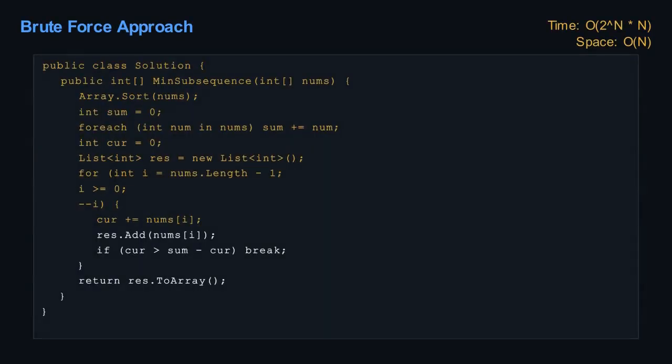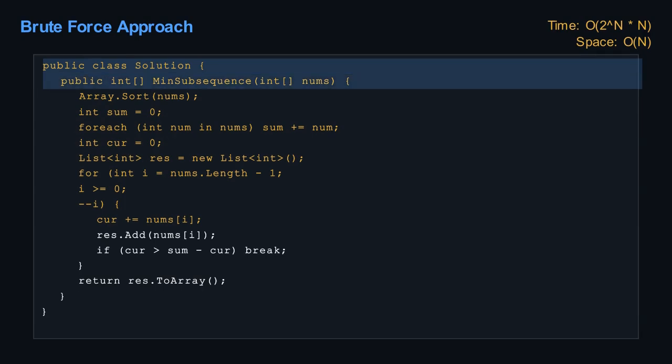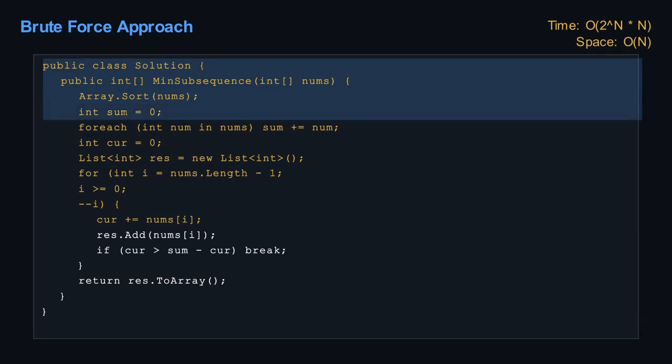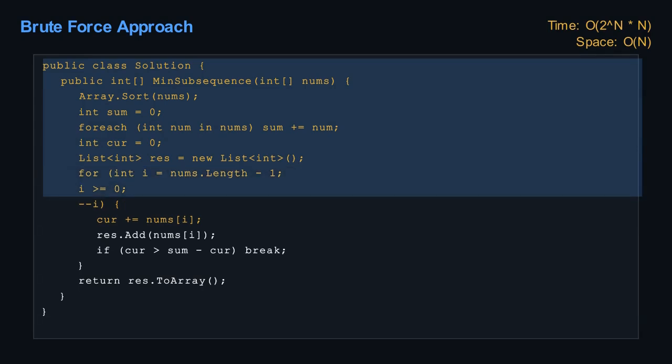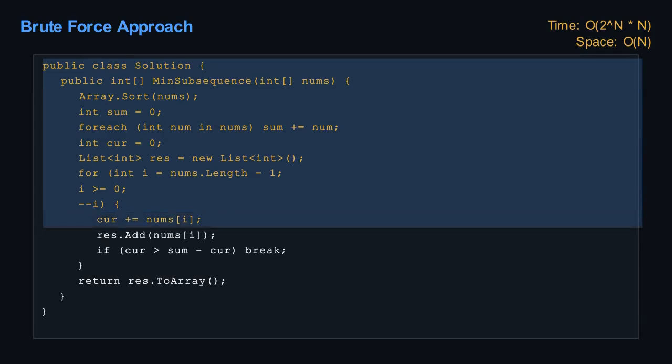A brute force approach would involve generating all possible subsequences. For each subsequence, we'd calculate its sum and the sum of the remaining elements, then check our condition. This involves iterating through 2 to the power of n subsequences, and for each, potentially iterating through the entire array to calculate sums. This quickly becomes intractable for larger inputs, leading to an exponential time complexity of O(2^n), and O(n) space to store and compare subsequences. Clearly, this isn't efficient enough.